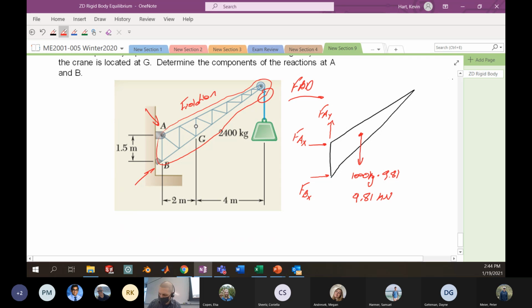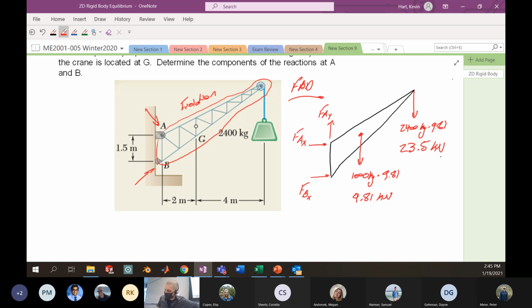And then we also cut through this rope. Remember, I've got to include that. Here, the weight of this particular object. This is 2,400 kilograms times 9.81 meters per second squared. It's going to get me 23.5 kilonewtons. Okay, and those are all important pieces of information.